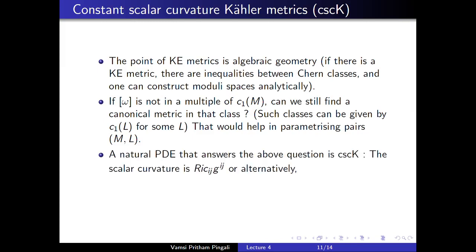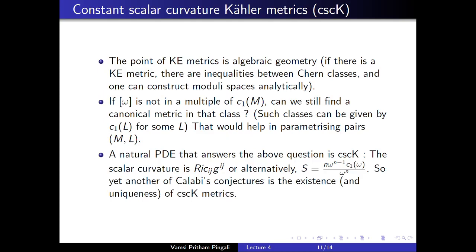One PDE that attempts to achieve this objective is the constant scalar curvature Kahler PDE. Recall that the scalar curvature is just the trace of the Ricci tensor. In Kahler geometry, it's given by a very concise expression. It's the same thing, but you can write it in terms of forms. Please do it as an exercise to see that these two are one and the same. By the way, the scalar curvature in Kahler geometry is not exactly the scalar curvature in Riemannian geometry. They differ by a factor of 4 depending on your conventions, so just be a little careful.